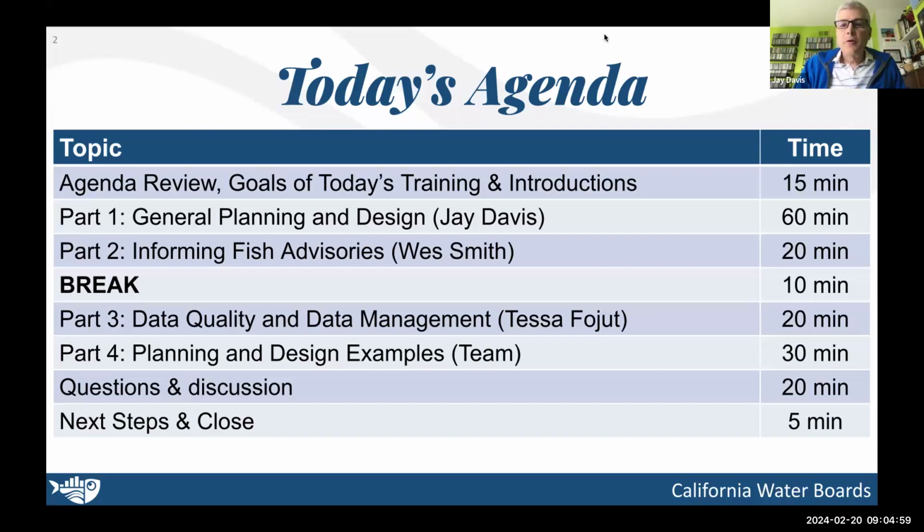Quick overview of the agenda. We're going to start with just some introductions and reviewing the agenda and goals. Then I'm going to have a longer part of the agenda to talk about general planning and design. Wes Smith is going to talk about informing fish advisories. Tessa Foget will talk about data quality and data management. We are going to fit a break in there because it's kind of a long training with a lot of information we're going to be providing.